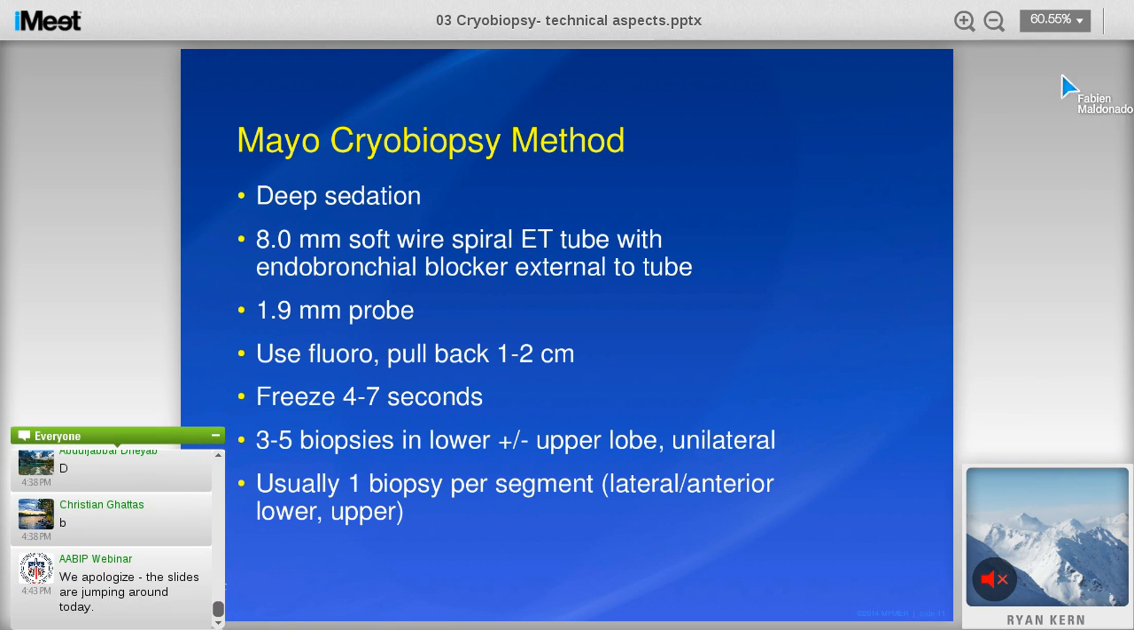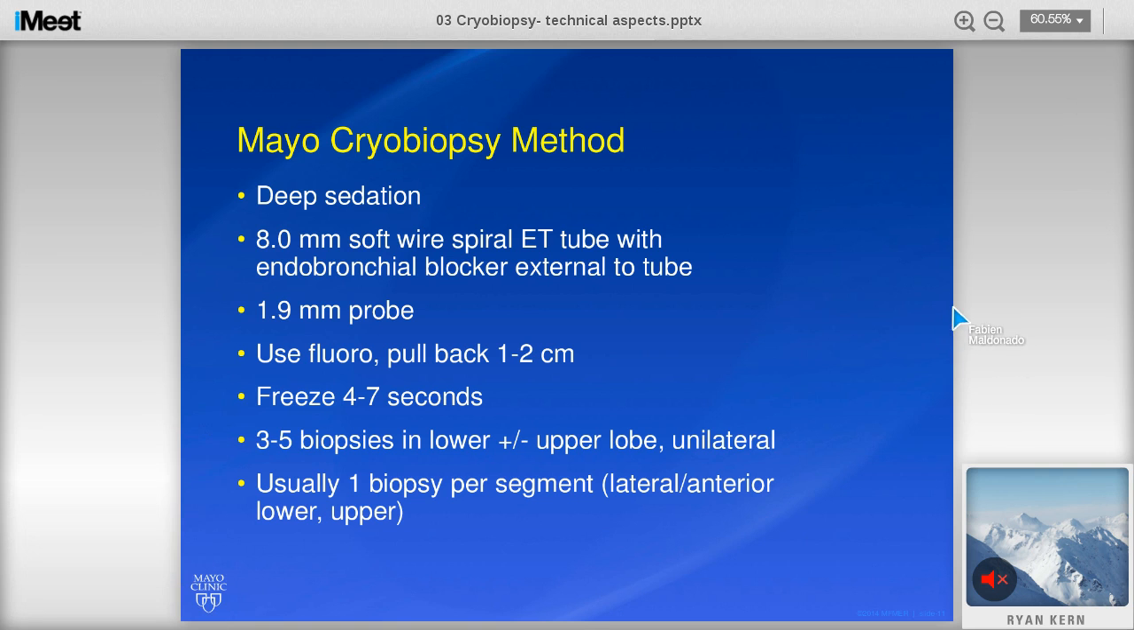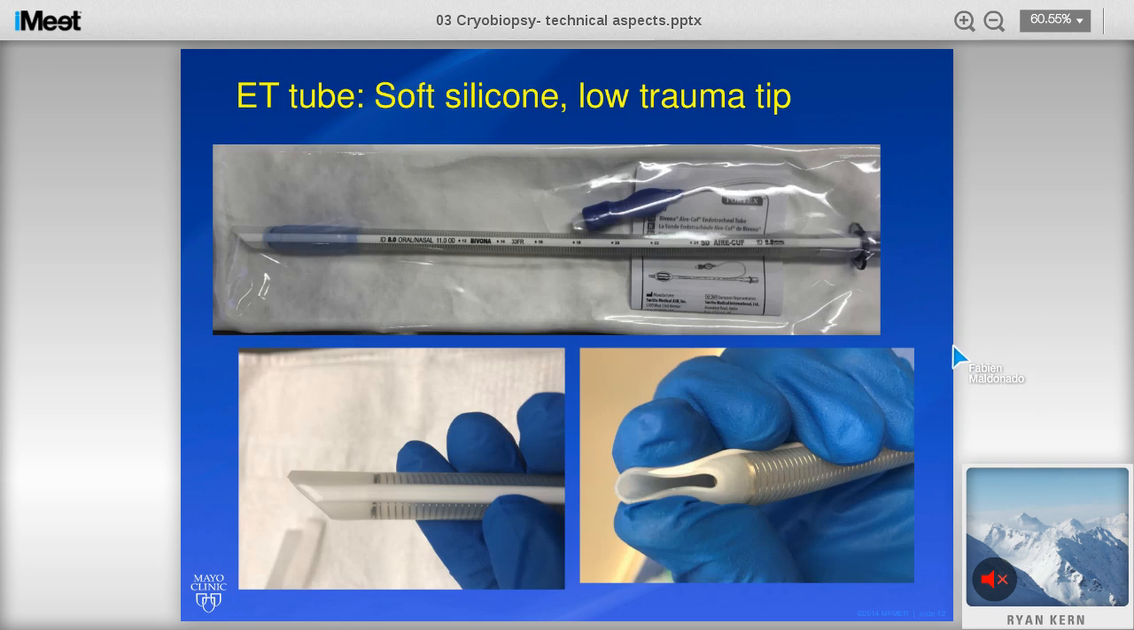We do typically use a size 8 endotracheal tube with the blocker external to the tube, and I'll show you that. We use a 1.9 millimeter probe. We do use fluoroscopy, typically pull back a centimeter, maybe a little bit more than that, with a 4 to 7 second freeze, taking 3 to 5 biopsies in the lower and or upper lobes, and usually 1 per segment. Next slide, please.